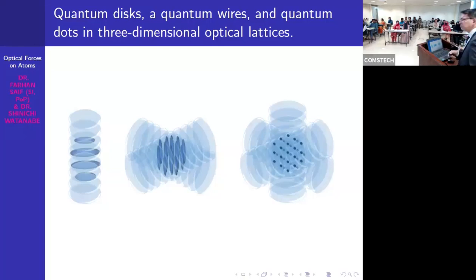Here we see something where the confinement is in two dimensions, and the atoms in the condensate are free to move in the vertical direction. So here we have something like atomic wires, and here we have something like quantum dots. So this is an interesting way to develop quantum dots, which are confined in three dimensions. It's an atomic wire, and it is something like atomic disks, again using the simple arrangement.